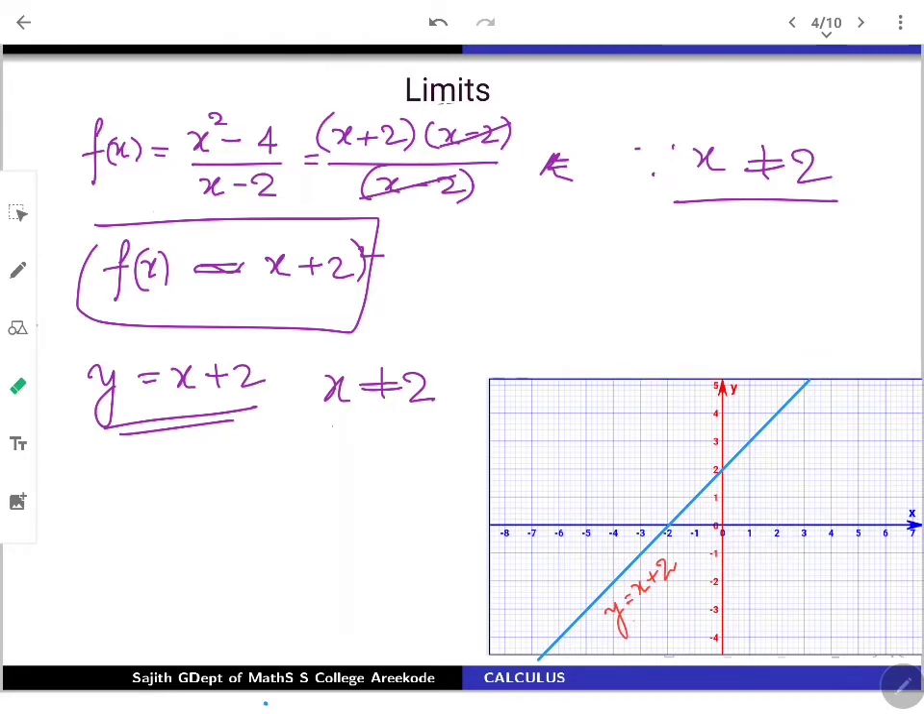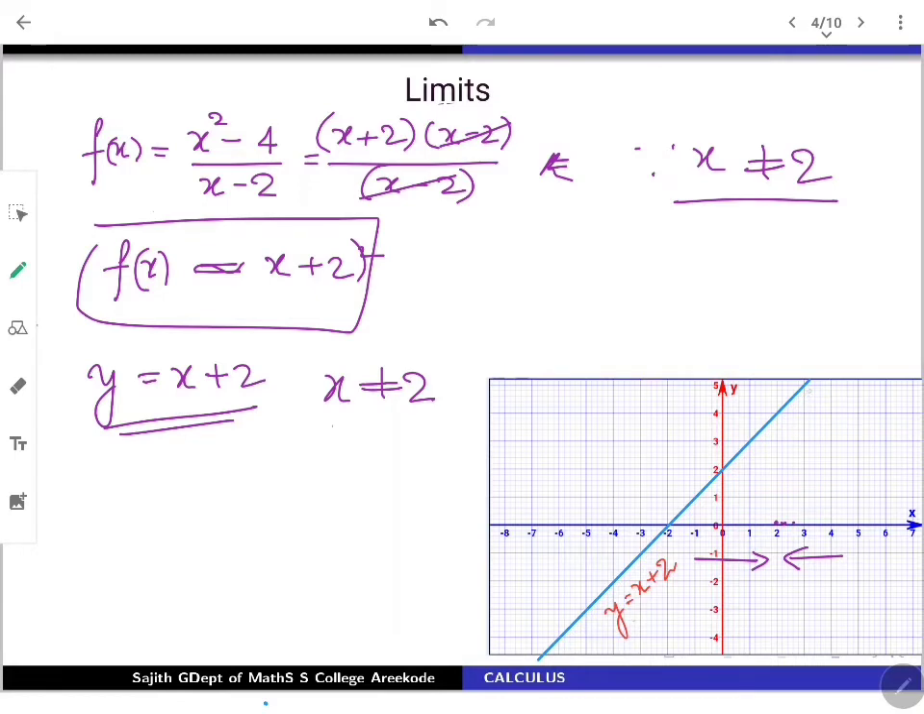Let us look at the behavior whenever you are nearing 2. Nearing 2 means either there are two approaches towards 2. One can come from the right hand side or one can come from the left hand side. So 2 is avoided. It is not in the domain of definition. One can start with 3, 2.5, 2.99, etc., and in that way one can go nearer and nearer so that 2 can be approached.